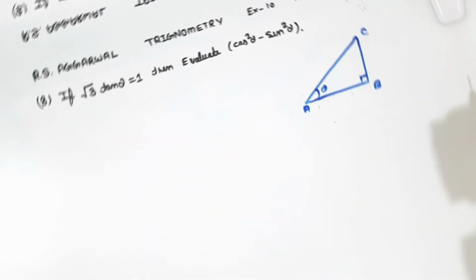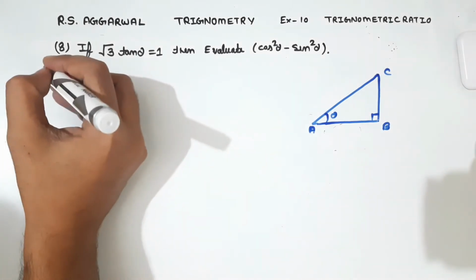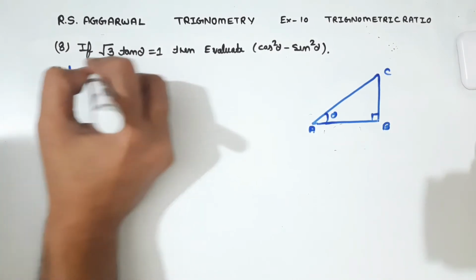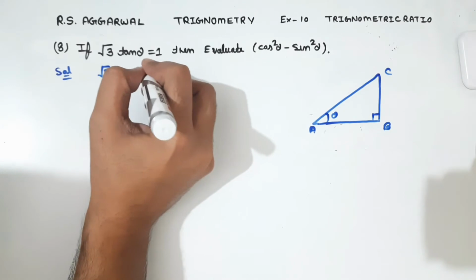R.S. Agrawal, chapter trigonometry, exercise 10, trigonometric ratio. In question number 8, we have given if under root 3 tan theta equals to 1, then evaluate cos square theta minus sin square theta. So in this problem, we have given that under root 3 tan theta equals to 1.